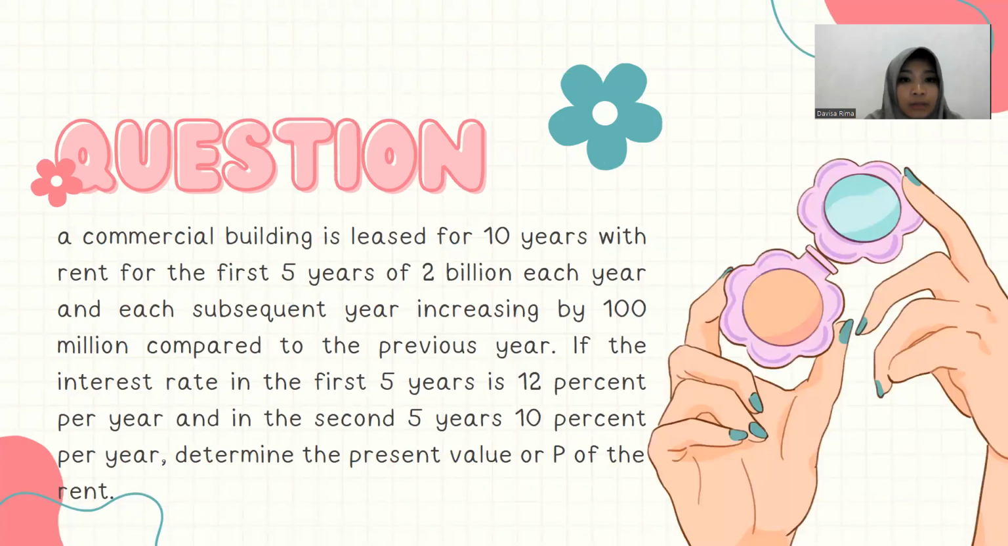A commercial building is leased for 10 years with rent for the first 5 years of 2 billion each year and each subsequent year increasing by 100 million compared to the previous year. If the interest rate in the first 5 years is 12% per year and in the second 5 years is 10% per year, determine the present value or P of the rent.